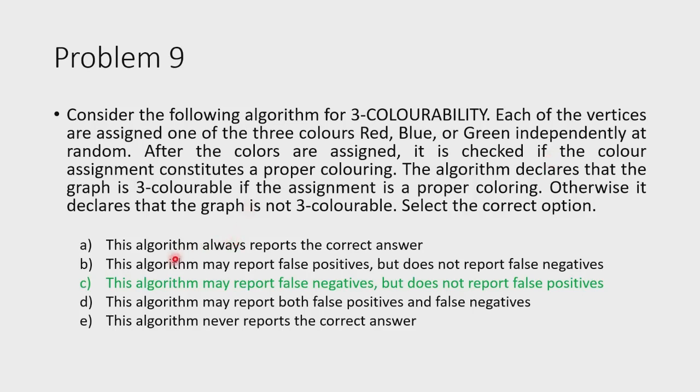So we know that this algorithm does not report false positives. That immediately rules out option D, because it may report both false positives and false negatives. We know that it does not report false positives, so A, B and D are not correct. And the option E is the algorithm never reports the correct answer. Well, you might get lucky and pick the right 3 coloring. So sometimes the algorithm might report the correct answer, right?